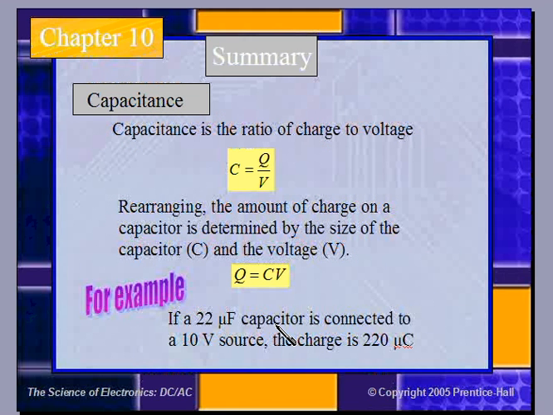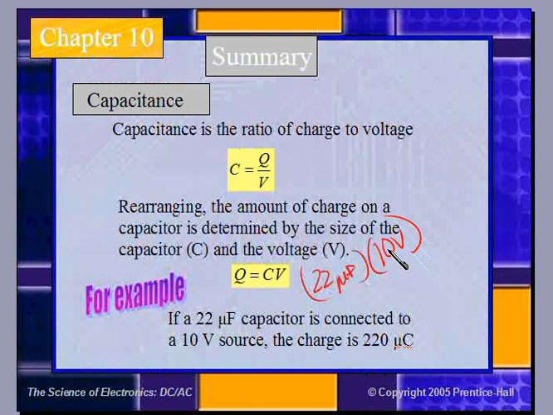Capacitance is the ratio of charge to voltage. So the formula is Q divided by V. Rearranging, the amount of charge on a capacitor is determined by the size of the capacitor and the voltage. For example, if a 22 microfarad capacitor is connected to a 10-volt source, the charge is 220 microcoulombs. So that's basically just plugging in 22 microfarads times 10 volts and doing the math.